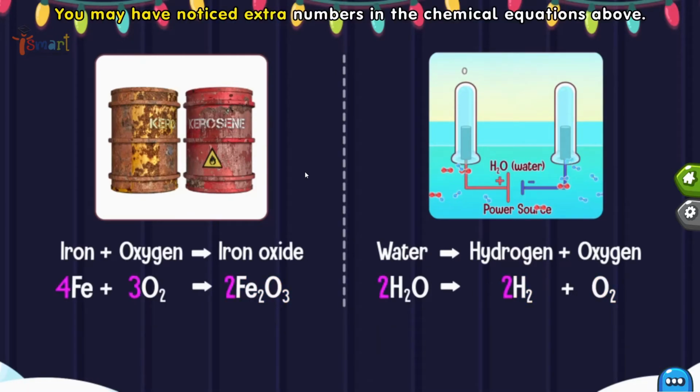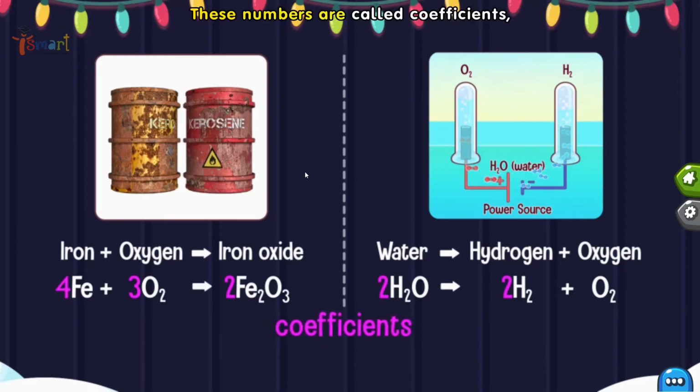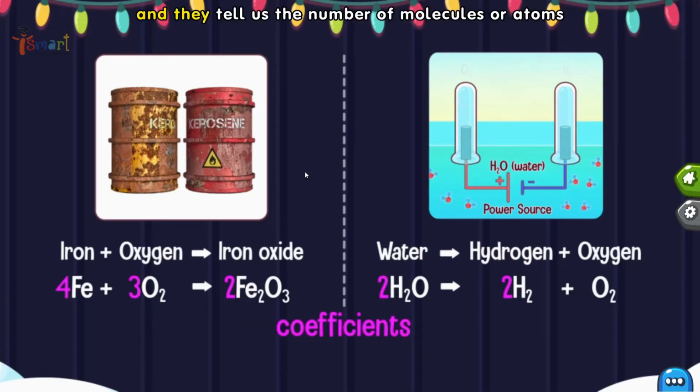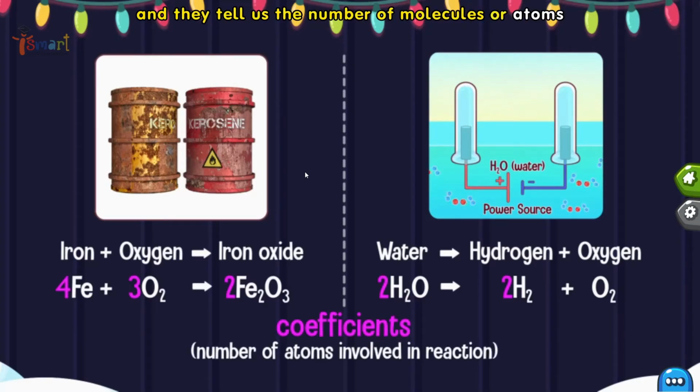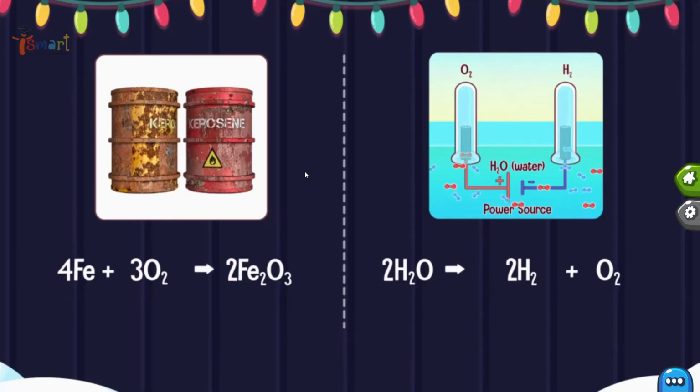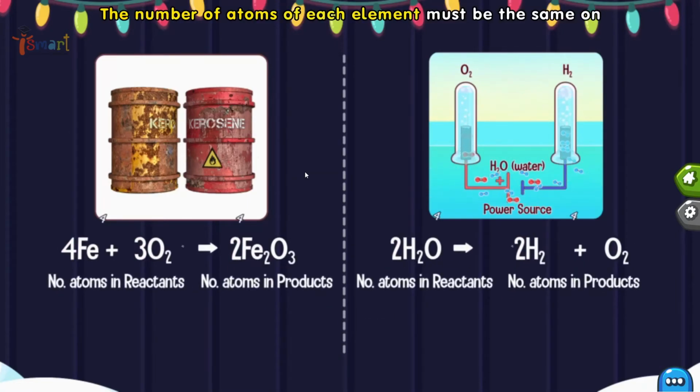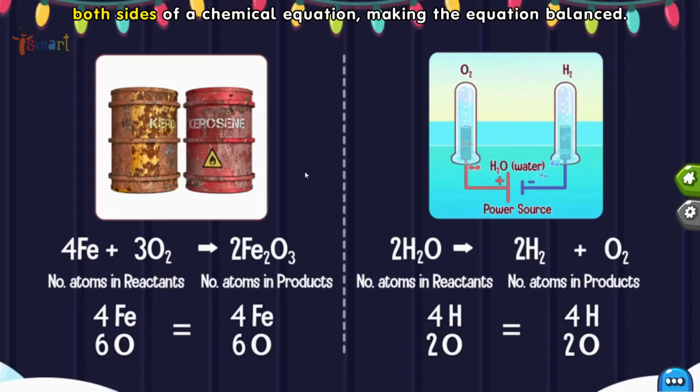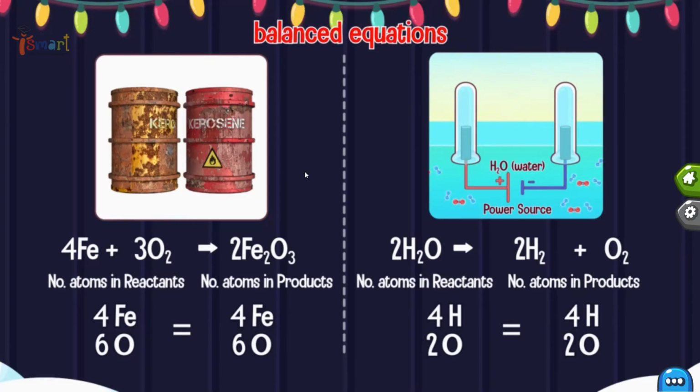You may have noticed extra numbers in the chemical equations above. These numbers are called coefficients, and they tell us the number of molecules or atoms involved in the reactions. The number of atoms of each element must be the same on both sides of a chemical equation, making the equation balanced.